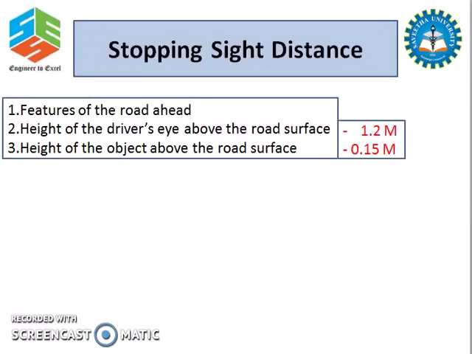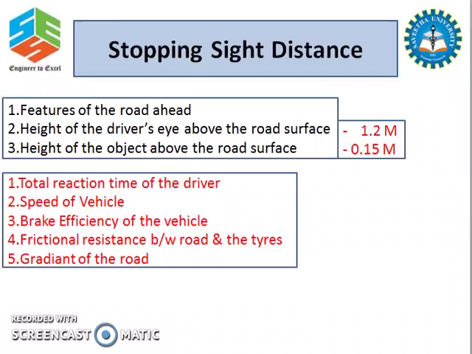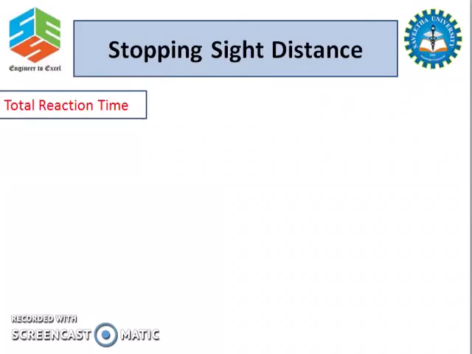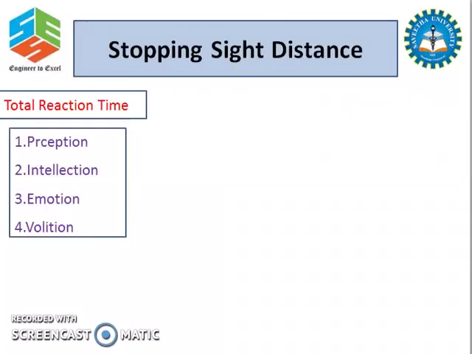Stopping of a motor vehicle on a road after seeing an obstruction depends on the following factors: the total reaction time of the driver, speed of the vehicle, brake efficiency of the vehicle, frictional resistance between road and the tires, and gradient of the road. Total reaction time is the time taken from the moment the object is seen by the driver to the time the brakes are effectively applied. As per PIEV theory, the total reaction time comprises four parts: perception, intellection, emotion, and volition.